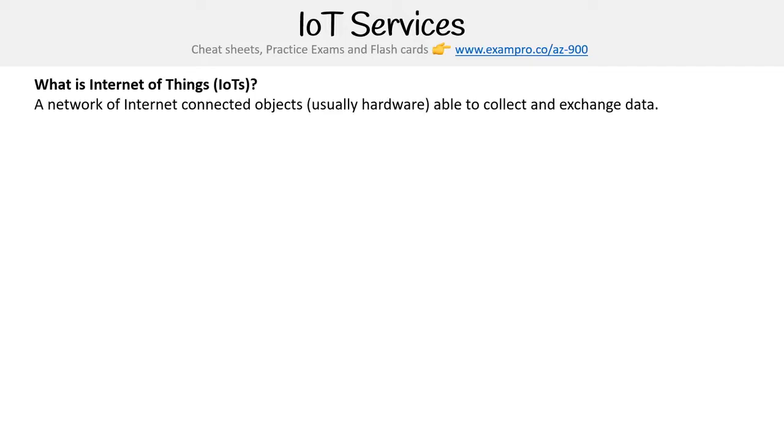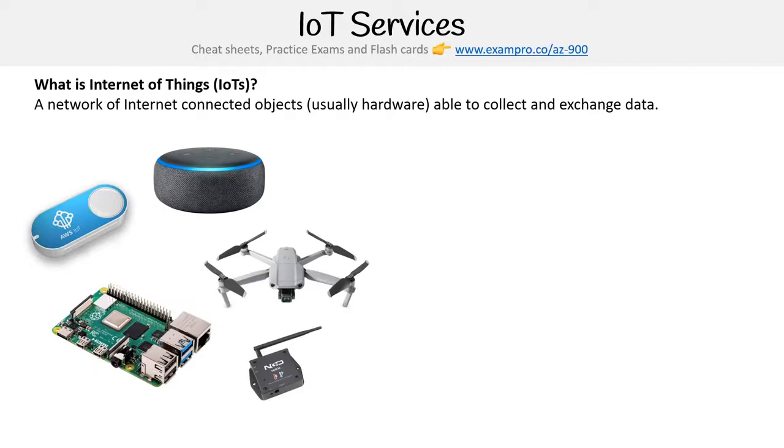Hey, this is Andrew Brown from Exam Pro, and we are looking at IoT services on Azure. And so before we get into it, what is IoT? So IoT stands for Internet of Things. So a network of internet connected objects, usually hardware, able to connect and exchange data. So here is a graphical representation of IoT devices.